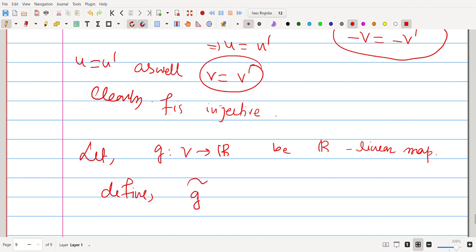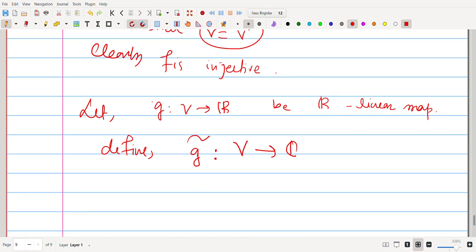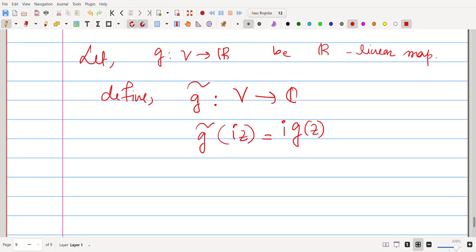Okay, I am defining G tilde from V to C, where Z tilde of IZ is equal to I times Z of Z. I am defining it in this way. That means the actual map is Z tilde of any V is I times Z of Z.